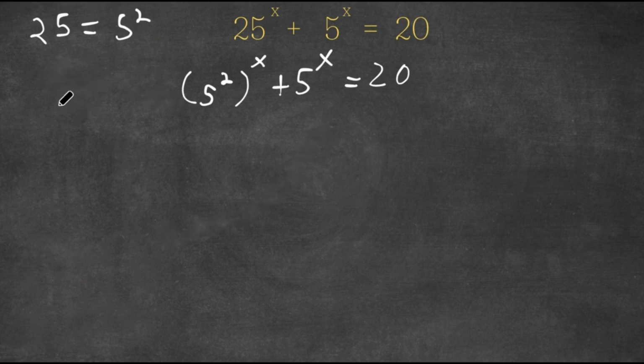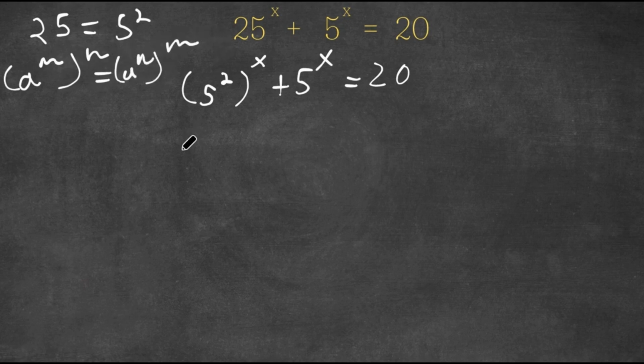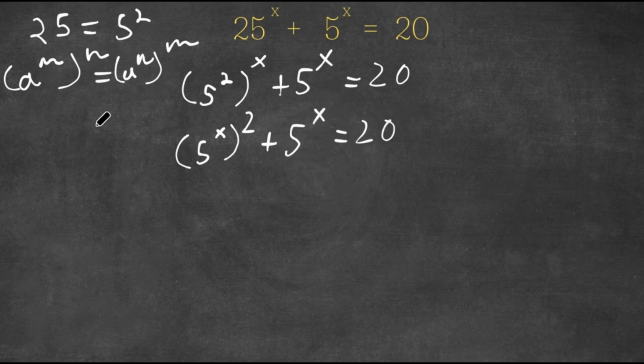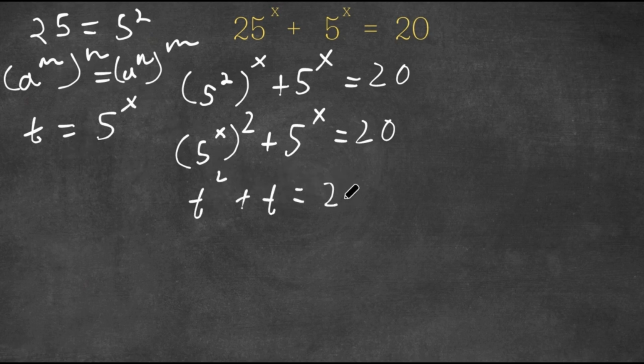Now, if we have something in the form a to the power of m to the power of n, this is the same thing as a to the power of n to the power of m. So 5 to the power of 2 to the power of x is the same thing as 5 to the power of x to the power of 2. So now I'm going to let the variable t equal 5 to the power of x. So if I replace t with 5 to the power of x, I get t squared plus t is equal to 20.